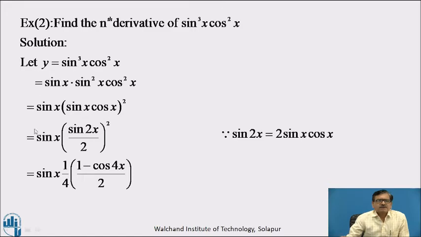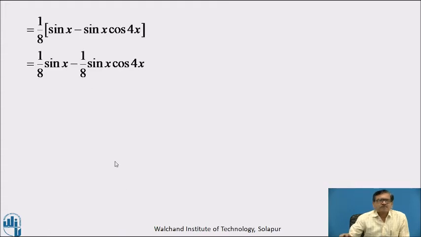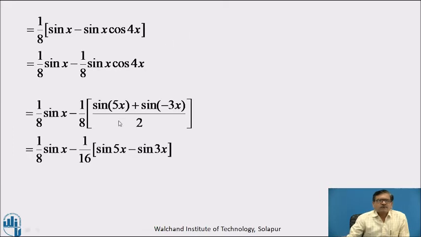and by simplifying we can write 1/8 into (sin x - sin x cos 4x). See here, taking 1/8 outside and multiplying sin x inside, we get 1/8 into (sin x - sin x cos 4x), which is equal to 1/8 sin x - 1/8 sin x cos 4x. And here again we can use the formula of sin A cos B. Which is equal to 1/8 sin x as it is minus 1/8 into (using the formula of sin A cos B, that is 1/2 of (sin(A+B) + sin(A-B))).